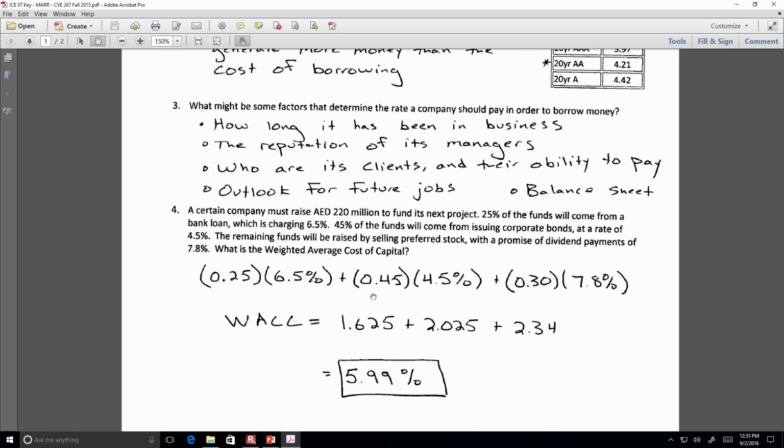And then here's the calculations for the weighted average cost of capital. You're borrowing 25% of the amount you need at a rate of 6.5% interest. 45% of what you need is at 4.5%, and then the balance is 30%. You have to pay 7.8 for that. So overall, the weighted cost of capital, 5.99%, is how much you're going to have to pay. And there are, I think, one or two homework problems that are essentially the same thing. It's just a weighted average that you'll need to calculate.